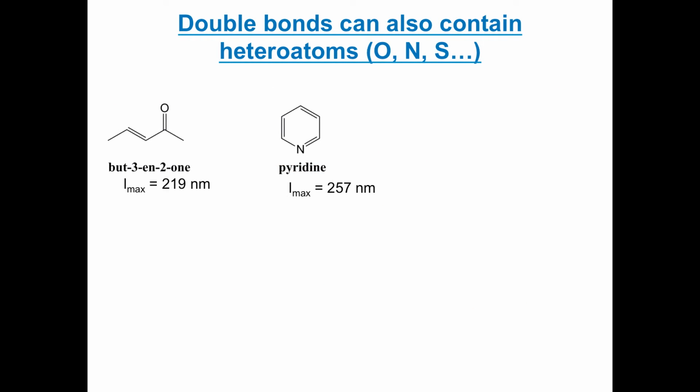Double bonds can also contain heteroatoms like oxygen, nitrogen, sulfur. It doesn't just have to be all carbons. Here are two molecules that are also conjugated. The molecule on the left contains a double, single, double pattern, and the pyridine here contains a double, single, double pattern around the ring. It doesn't matter that they happen to contain oxygen or nitrogen.